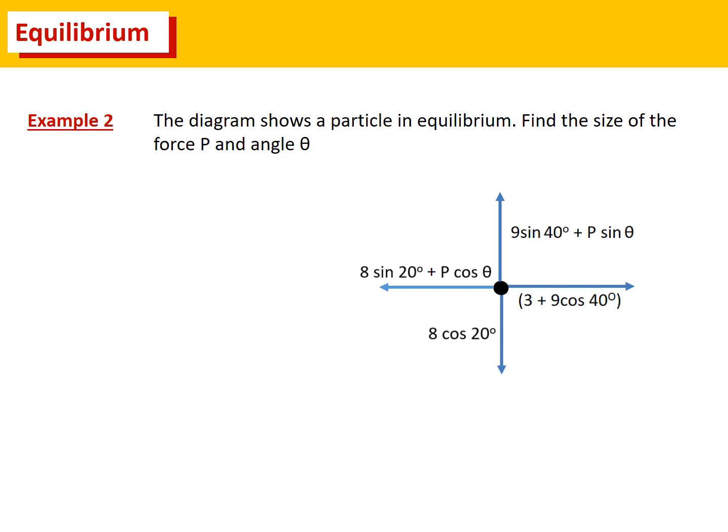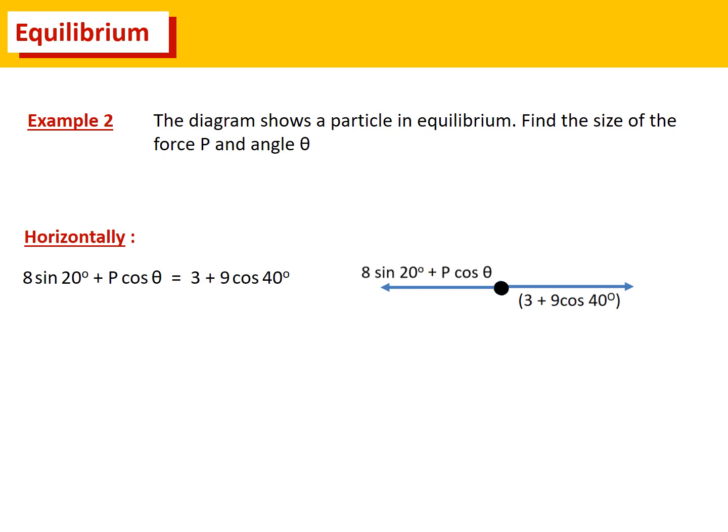Now the vertical components will equal each other, they'll cancel each other out, the horizontal components will cancel each other out, so we're going to be able to find P and theta. So horizontally, we have that situation where those forces cancel each other out. The only unknowns there are P and theta, so all we know is P cos theta equals 7.158, and we'll just leave it at that for now.